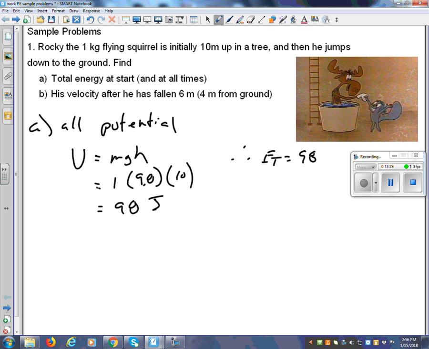Find his velocity after he's fallen 6 meters. Now, we could do that whole vf squared thing, but let's do this from a conservation of energy standpoint. So we're going to say ET, total energy, it's kind of like net force, right? Total energy is going to be EK plus U, and again, there's that weird thing, why is it not EK plus EP?